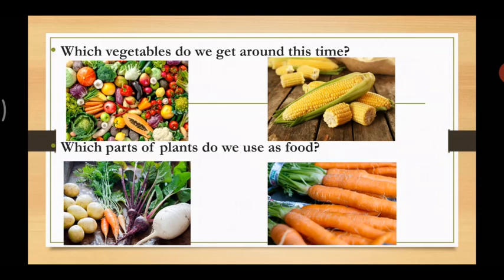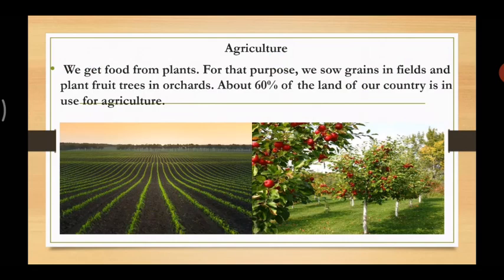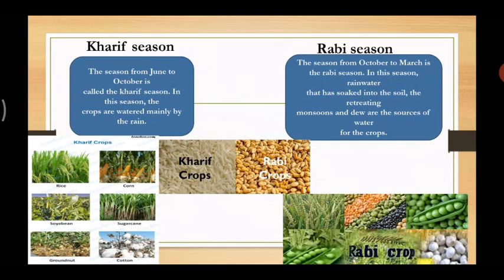Let's move forward. So now we know that we get food from plants, and to get this food, as you can see in the picture, we sow grains in the field. In the first picture you can see we sow grains in the field and plant fruit trees in orchards. So do you know about 60% of the land of our country is used for agriculture? Okay, let's move forward.